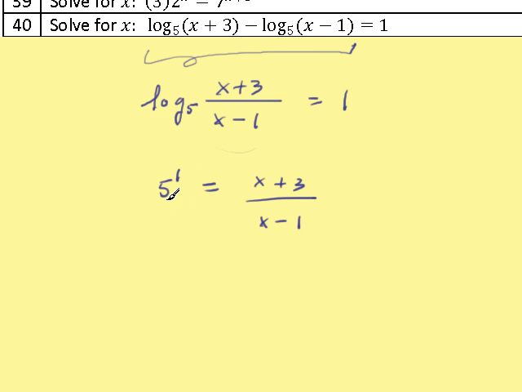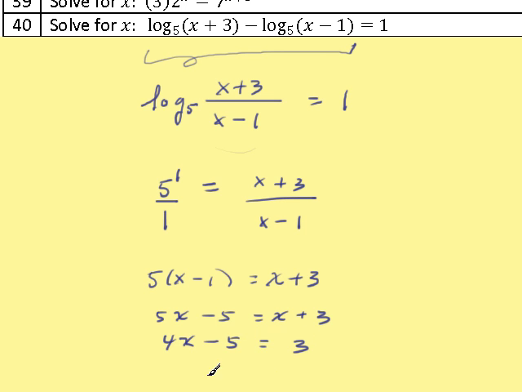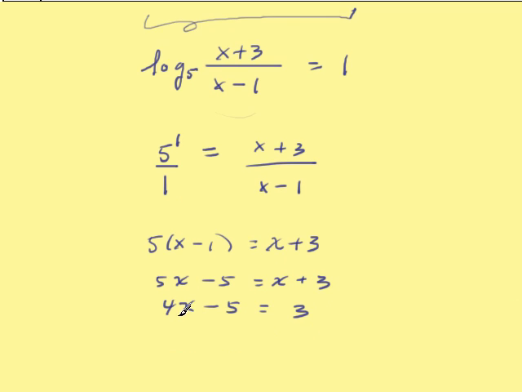All right, so we have a simple equation. 5 is equal to x plus 3 over x minus 1. Let's write this as a fraction and cross multiply. 5 times x minus 1 is equal to x plus 3, or 5x minus 5 equals x plus 3. Subtract x from both sides. Add 5 to both sides. And finally, just divide by 4. And we get that x is equal to 2.